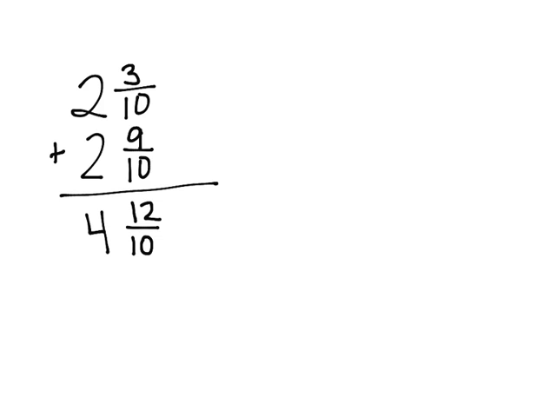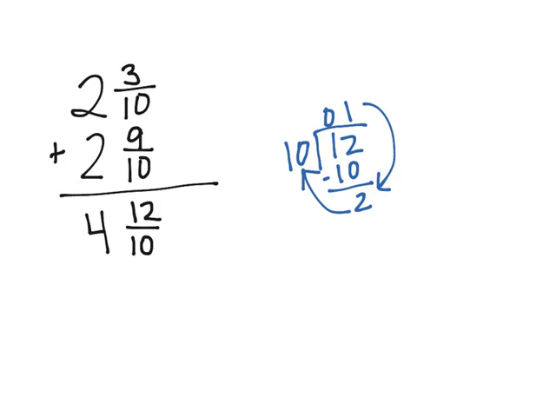So I'm going to do 12 divided by 10. 10 goes into 12 one time. 1 times 10 is 10. I subtract and I get 2. Go around the world and I get 1 and 2/10. So this right here is equivalent to 1 and 2/10.